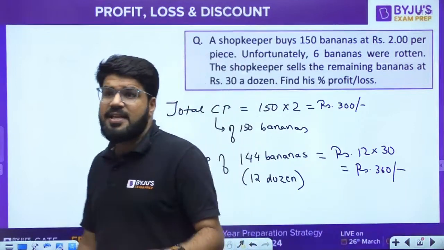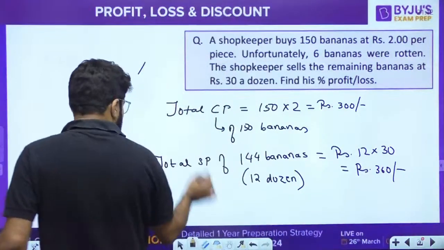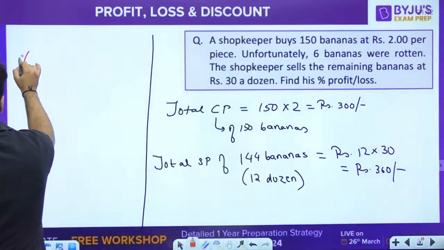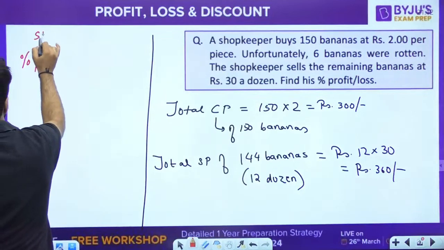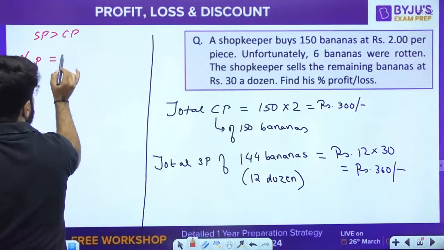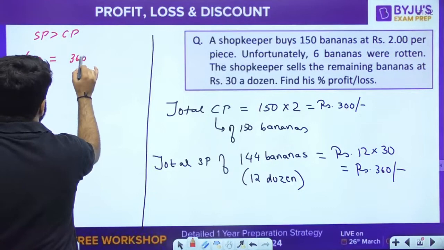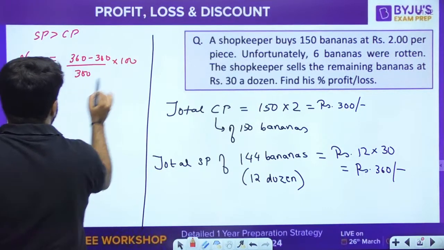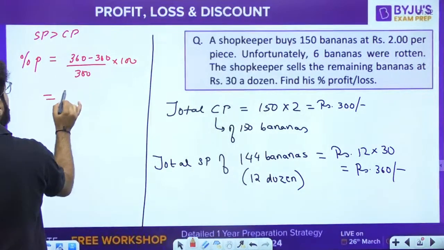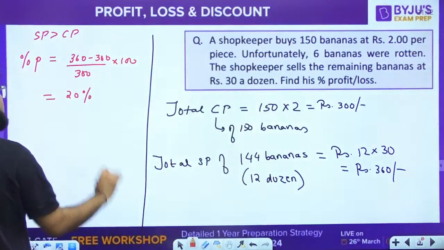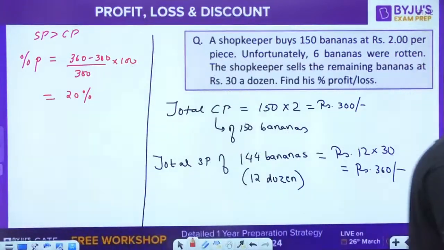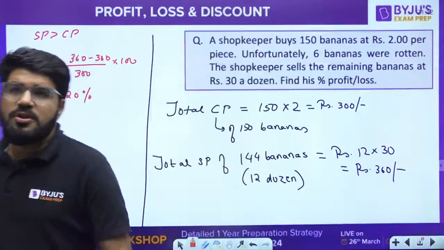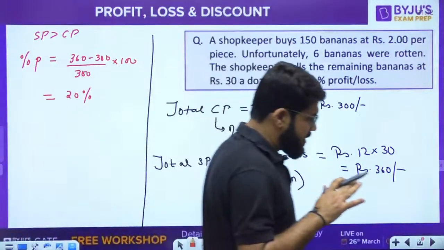Rupees 360, and the selling price is greater than the cost price. So he is going to have a profit in this deal, and the percentage profit should be the difference, that is 360 minus 300, compared with cost price only, into 100. So this is going to be how much? 60 by 3, 20%. Clear? So the percentage profit in this case is 20%.